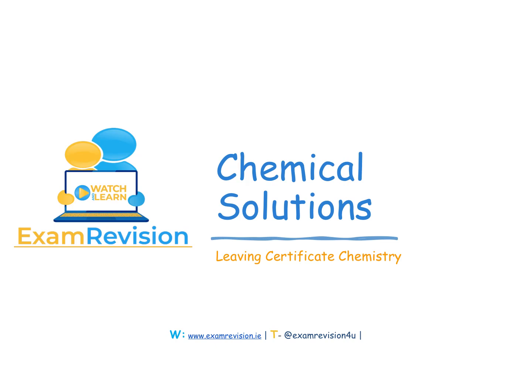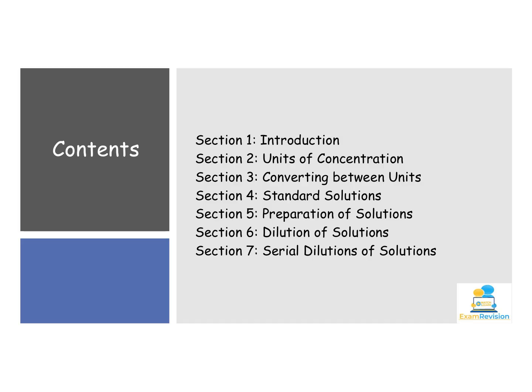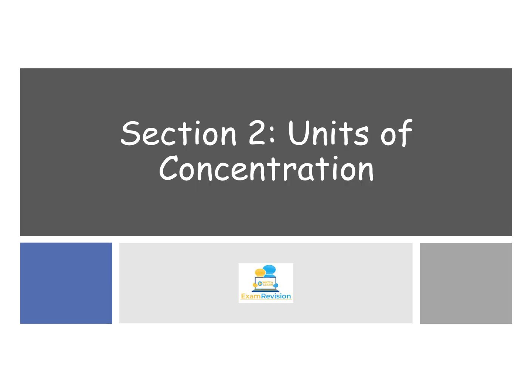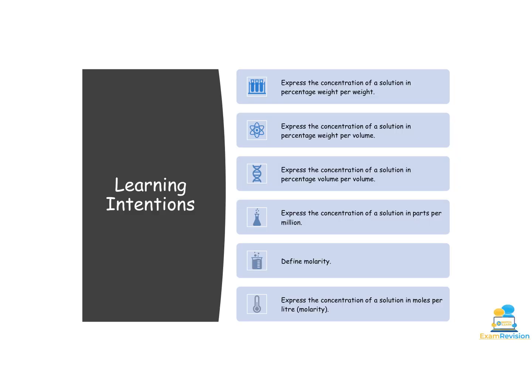This video is the third video in the chemical solutions set of videos for Leaving Certificate Chemistry. In this video, we're going to be focusing on section 2, which is the units of concentration, and in particular, we're going to be looking at parts per million. If we're looking at the learning intentions, we're going to look at expressing the concentration of a solution in parts per million.